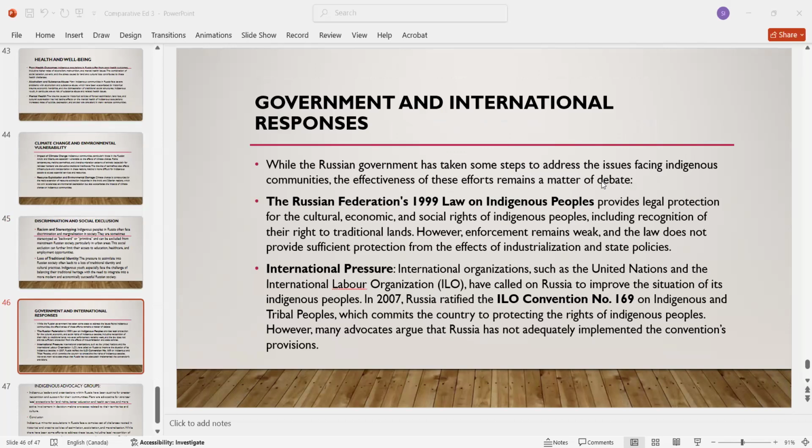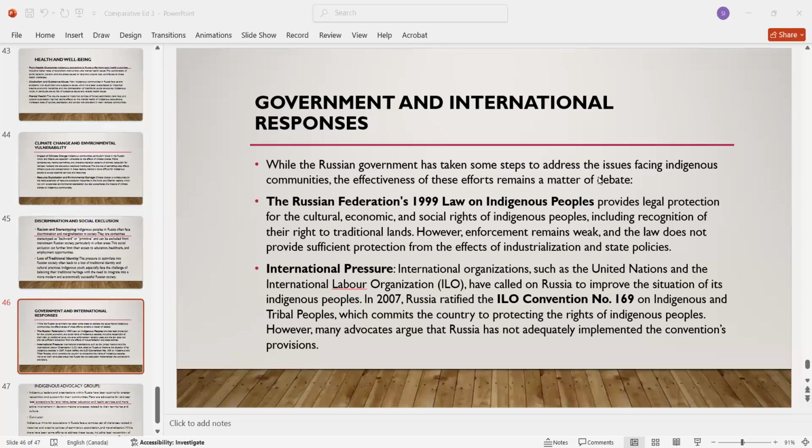And government and international responses. So while the Russian government has taken some steps to address the issues faced by indigenous communities, the effectiveness of these efforts remains a matter of debate. So the government is taking some action, but even for that, there are a lot of barriers.